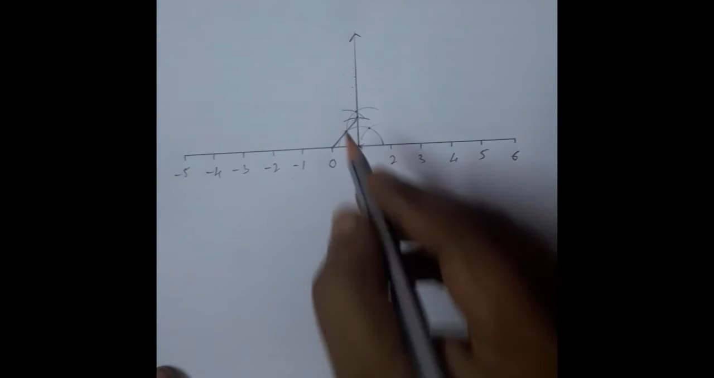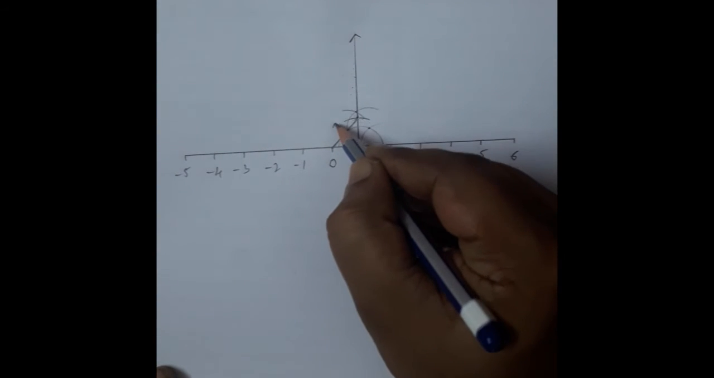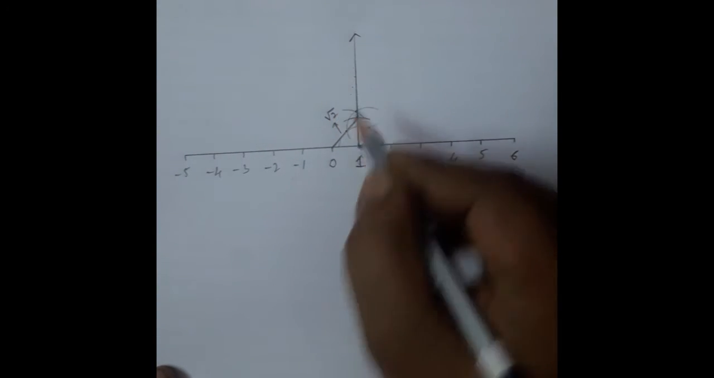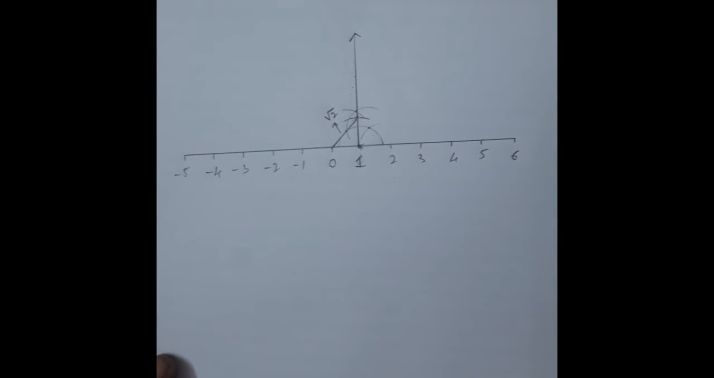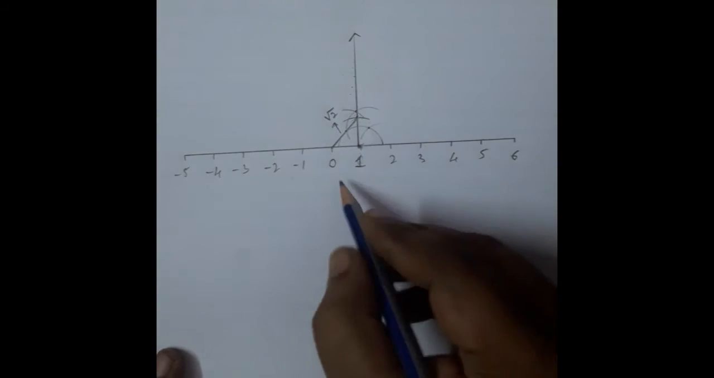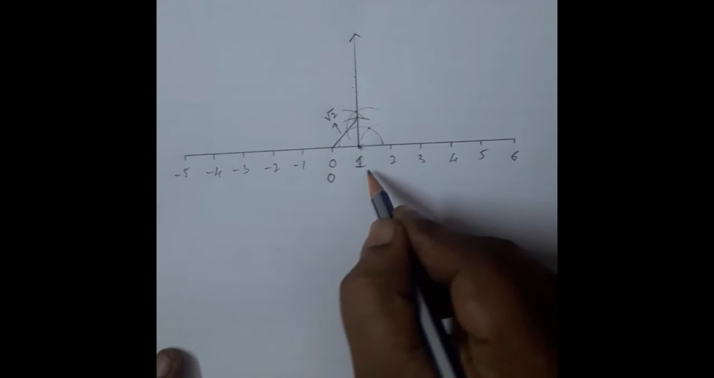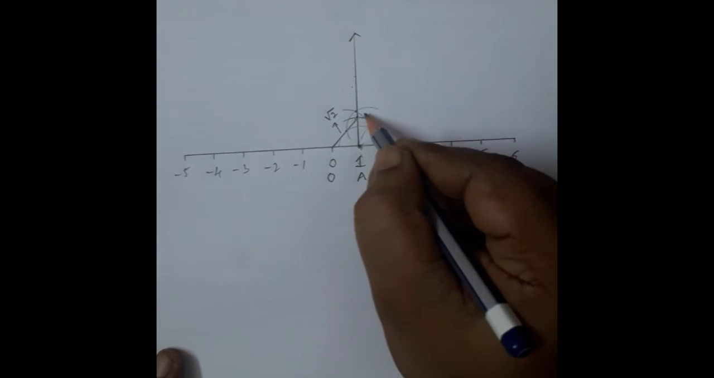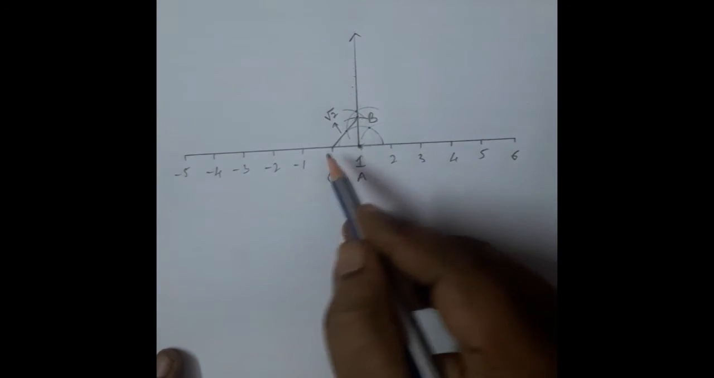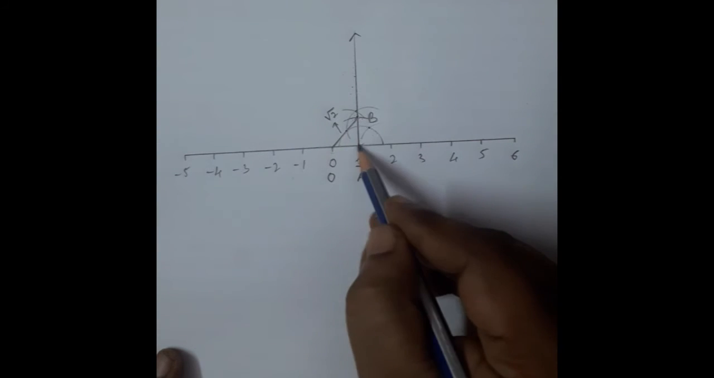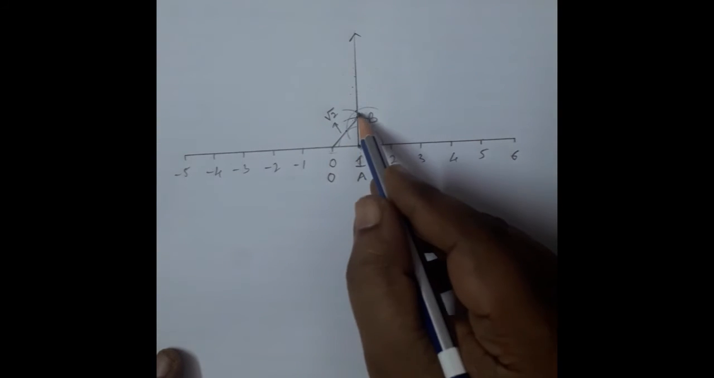Got it? Now this length is root 2. How do we get this root 2 without even measuring it? I will show you. Before that, let us mark this with letters O, A and B. So basically what I marked is a triangle. Can you see a triangle is formed over here?